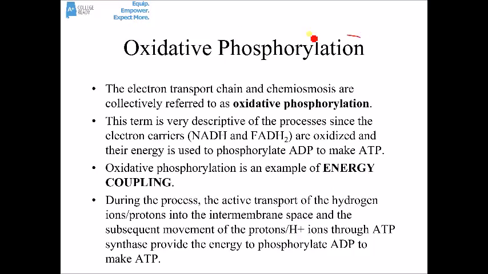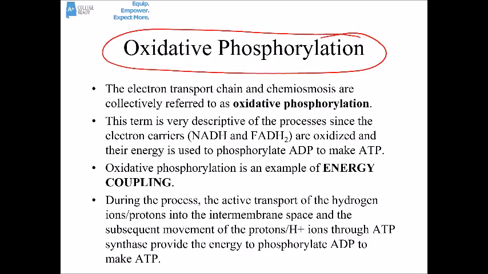An important term that you need to be familiar with is called oxidative phosphorylation. The electron transport chain and chemiosmosis together are sometimes referred to as oxidative phosphorylation. This term is very descriptive because during this process, the electron carriers, NADH and FADH2, are oxidized. And the energy from them is used to carry out the phosphorylation of ADP to make ATP. This is an important example of what we call energy coupling. So we've got the reaction of oxidation coupled with the reaction of phosphorylation.